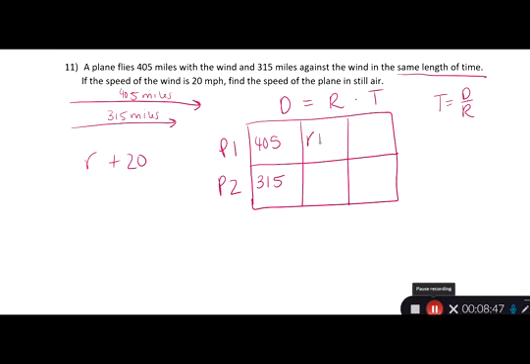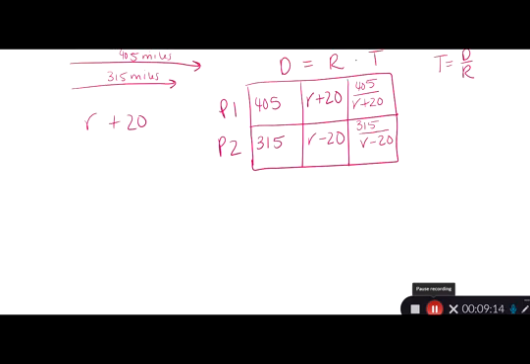Okay? So I have r plus 20, and then the 315 miles is going against the wind. So r minus 20. The wind is slowing it down. That's why they went less distance. So 405 over r plus 20 and 315 over r minus 20. We know it's the same length of time, so we can just literally take our times. 405 over r plus 20 equals 315 over r minus 20. And now we can solve.